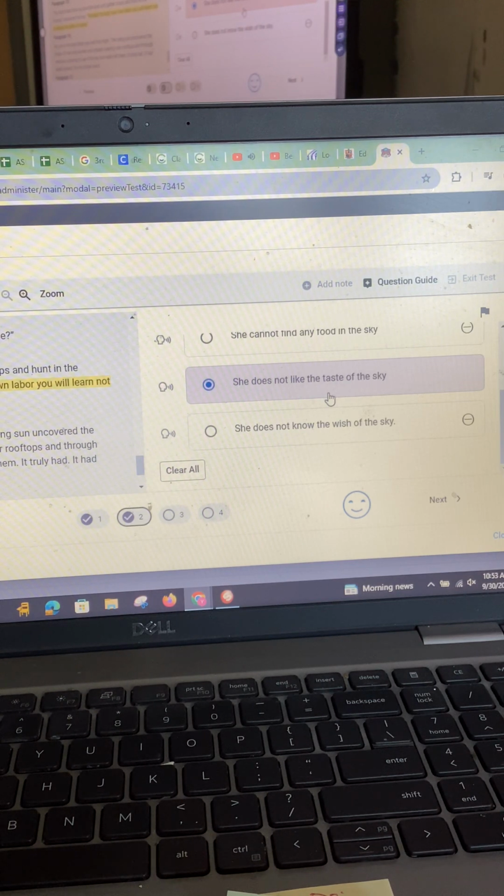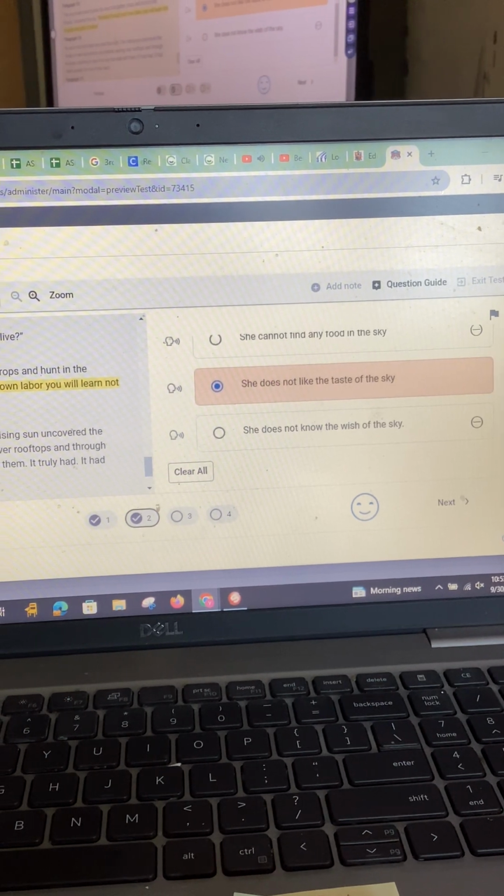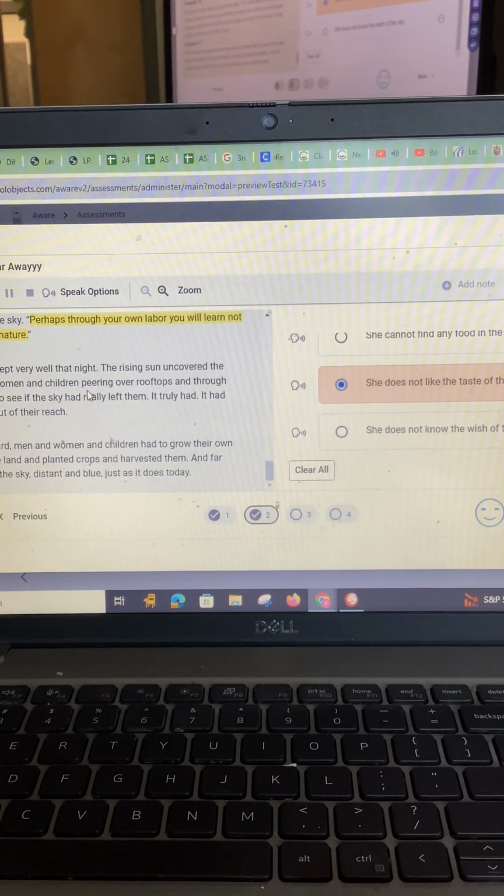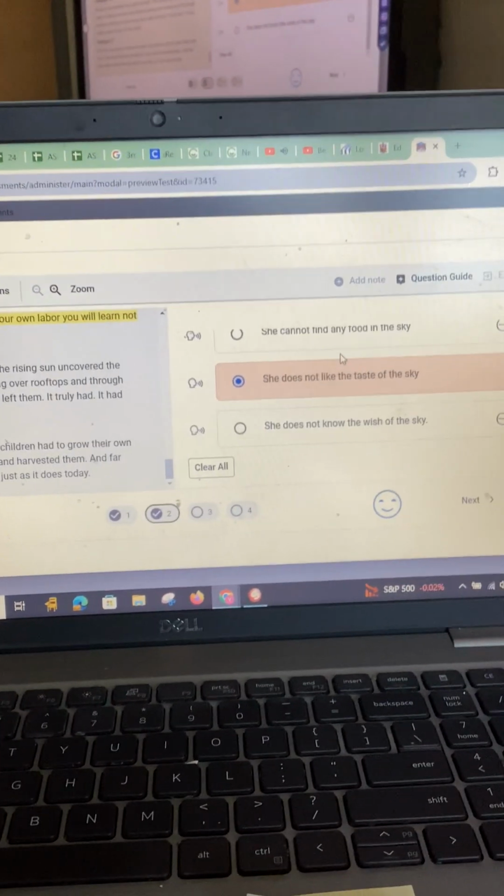And once I start seeing students just clicking on whatever, I'll go and ask them, how do you know? Can you prove that to me? And they'll go back to the story and they're looking for it and they can't find it. And they'll tell me, Miss, nowhere does it say that she doesn't like the taste of the sky. So then if it's not in the story, guess what? It's not your right answer. So that is why I tell them, go back.